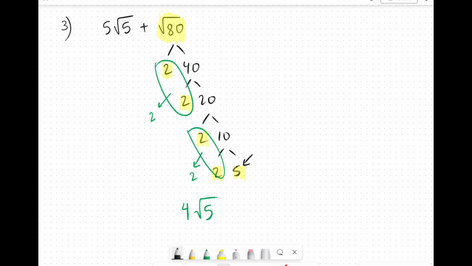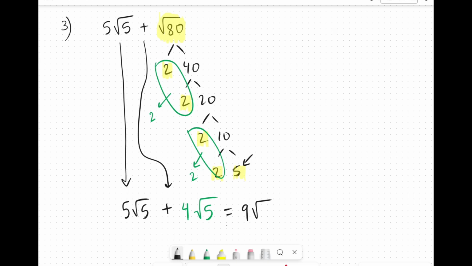I will go ahead and bring down this term here, 5 square root of 5, and then this plus here. So now you're simplifying 5 square root of 5 plus 4 square root of 5, and you are allowed to add a 5 and a 4 here because their roots are exactly the same. So the answer is 9 square root of 5.